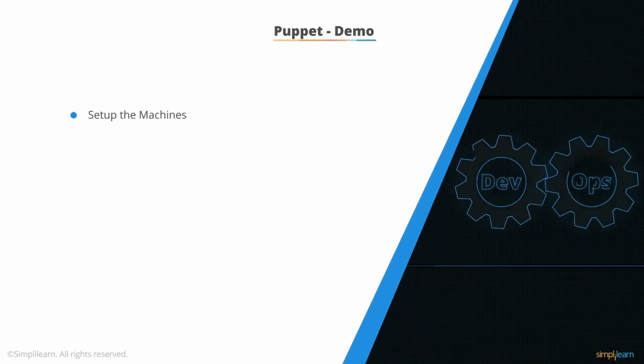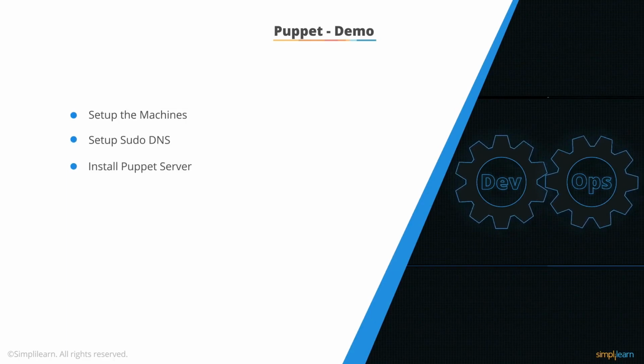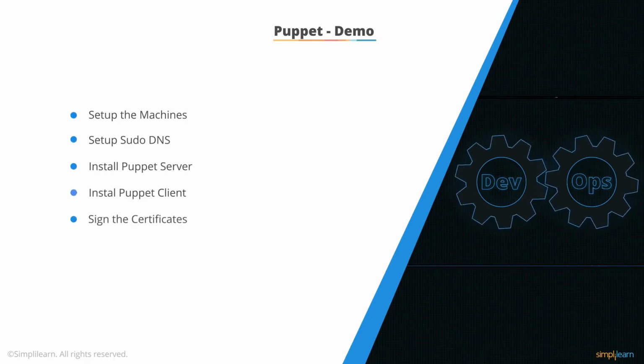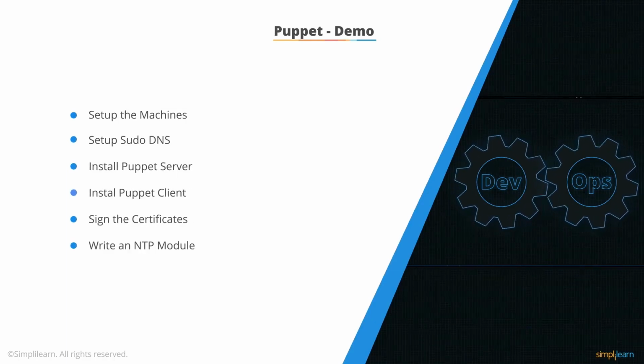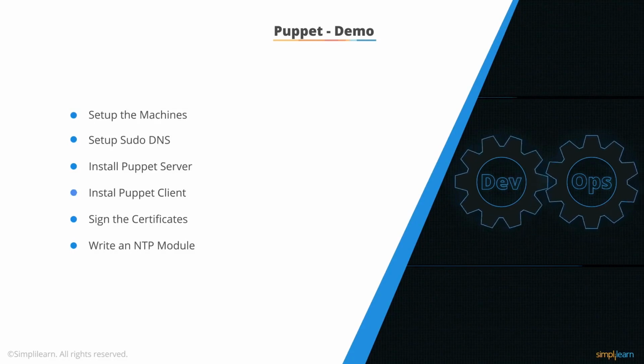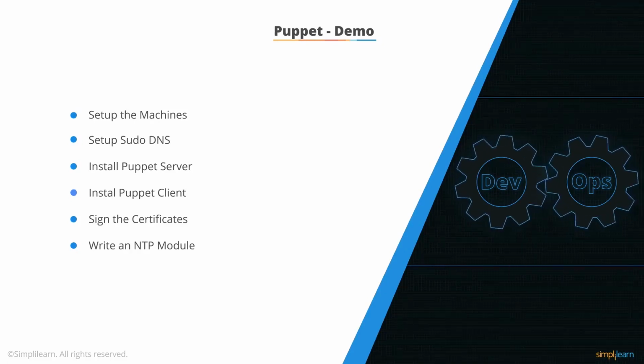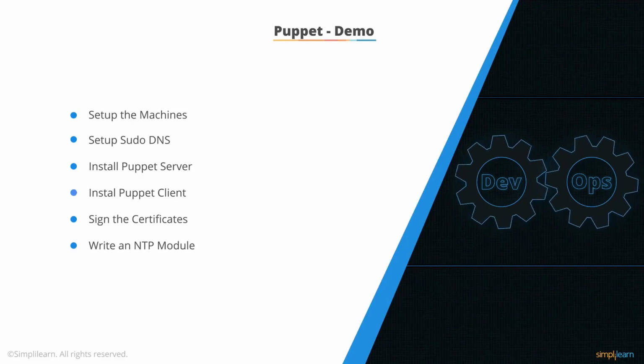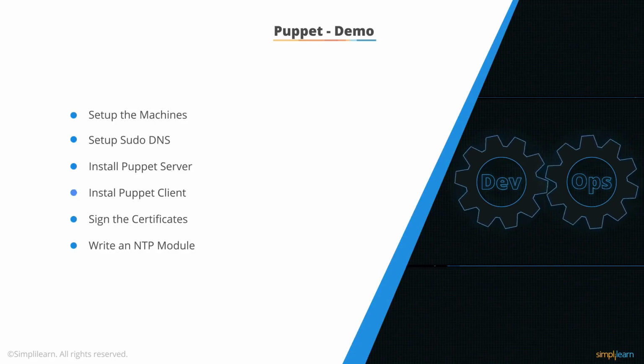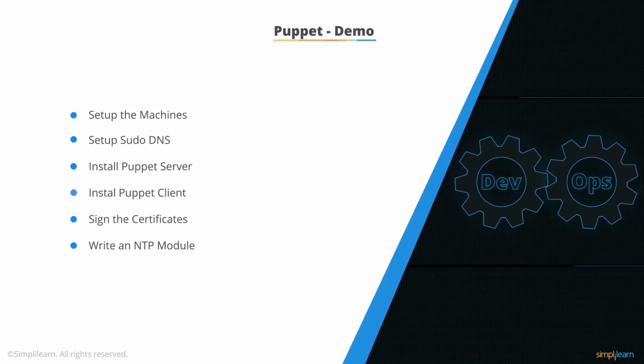Let's have a look at the demo we are going to do. So you will be setting up the machines using a fake DNS because we want to have a resolvable DNS. Only by having a resolvable DNS can we use Puppet, because Puppet uses SSL certificates. Now we'll be installing the Puppet server and the client. We'll be signing the certificates of the client on the server side. And then we'll proceed with writing an NTP module, which we'll be using for installation of NTP on the client. And then we'll look at the Puppet programming language, or DSL.